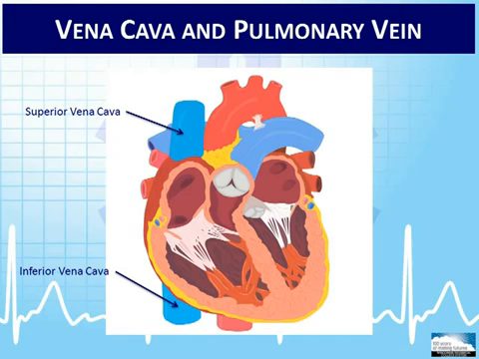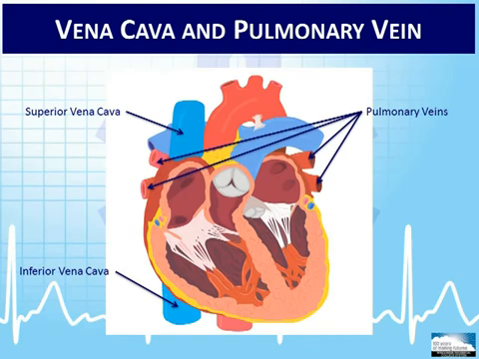Once the blood is infused with oxygen in the lungs, it returns to the heart through the pulmonary veins. Because the pulmonary veins return to the heart from the lungs, they are the only veins in the body that carry oxygenated blood. All the other veins return to the heart with a depleted oxygen supply.